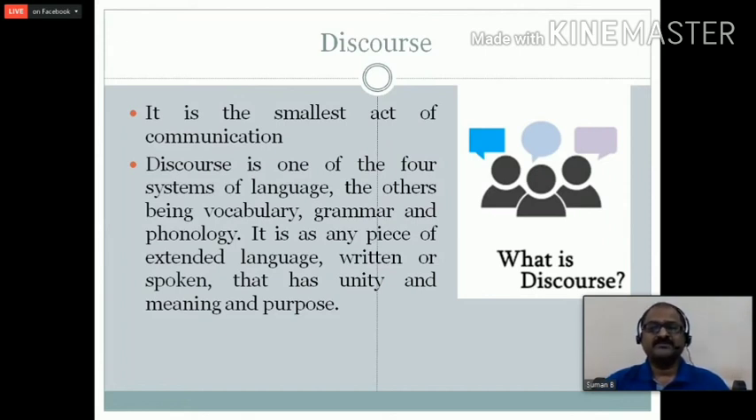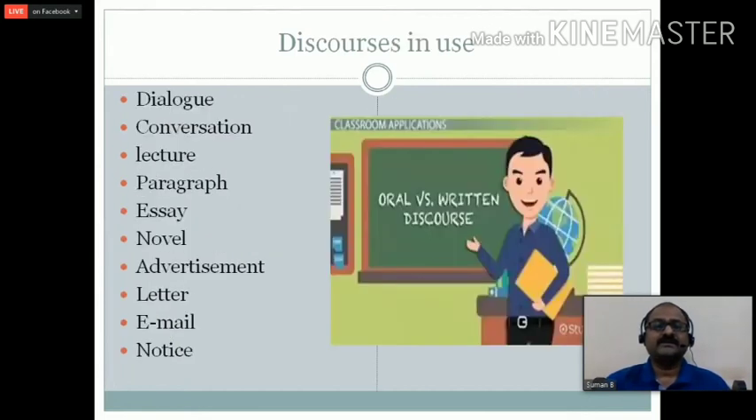So what are the examples of a discourse? An example of a discourse can be as simple as a two-exchange dialogue. Like for example, "Hi." "Hi, how are you?" "Fine, thanks." This small dialogue can be an example of a discourse, and also a very long essay or something as long as a novel can also be an example of a discourse. So let us look at various discourses in use, right?